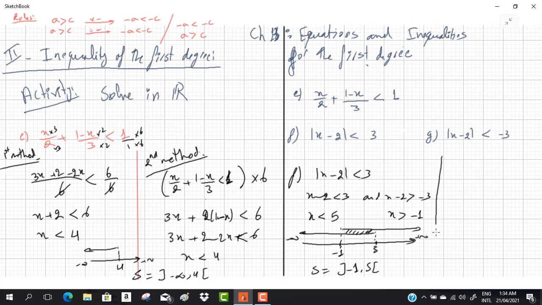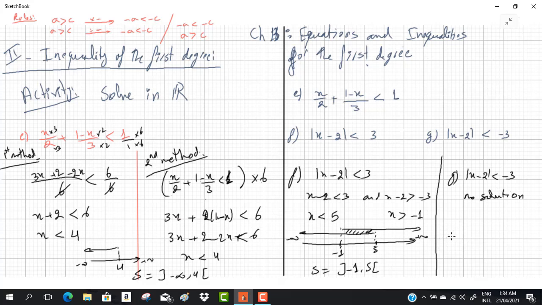Part G. Absolute value of x minus 2 less than minus 3. No solution. Why no solution? Because absolute value can never be less than a negative number, because it's always positive. Absolute value is a positive number. It can't be less than a negative number.